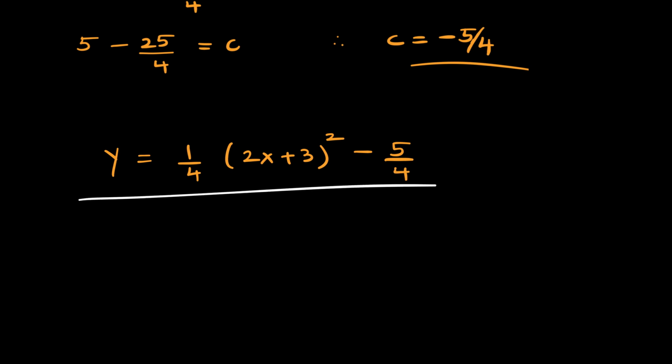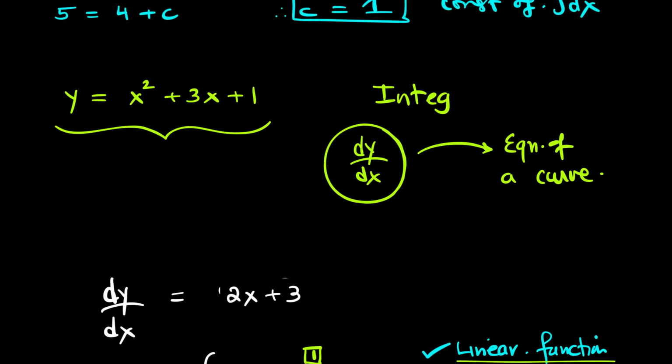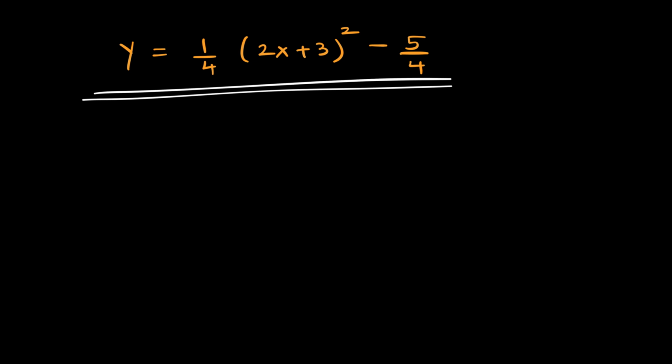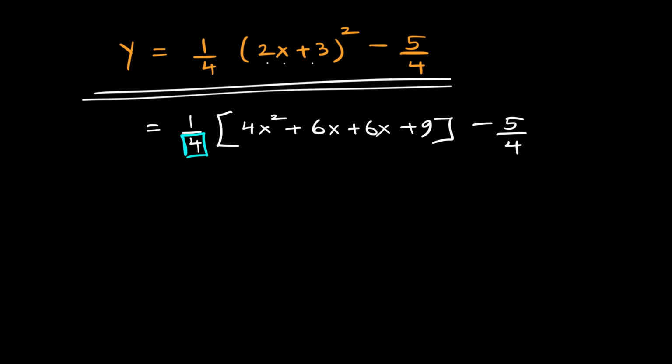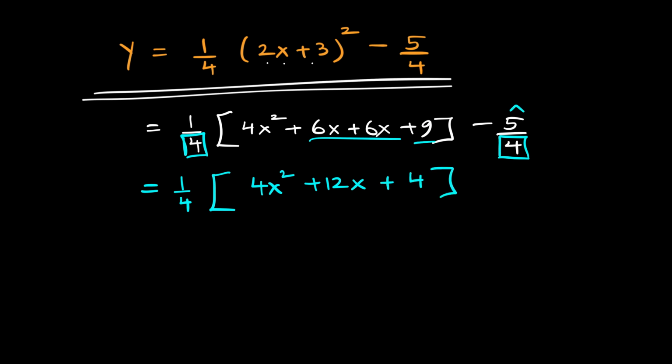Now, this equation definitely looks different from the equation of the curve which you see over here. Or are they really different? Let's do one thing. Let's simplify this equation further. So this is 1/4. And this is (2x plus 3) whole squared. That is 4x squared plus 6x plus 6x plus 9. And this is minus 5 over 4. Let's take this 4 common out. So we have 1/4 and 4x squared plus 12x plus 9 minus 5. That is plus 4. And let's simplify it by dividing each term by 4. So what do we get? 4 over 4 is x squared. 12 over 4 is 3x. 4 over 4 is 1. And now we have the same equation of the curve as before.